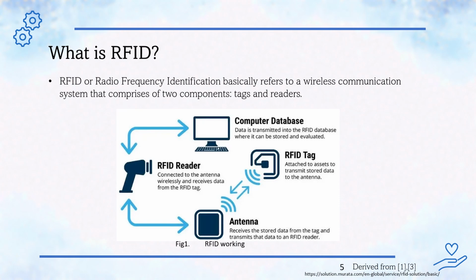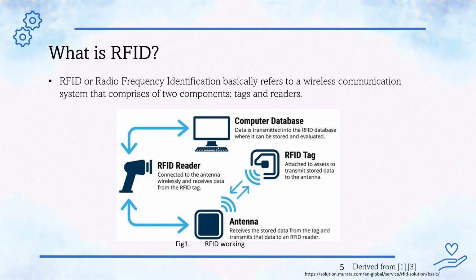RFID, or radio frequency identification, basically refers to a wireless communication system. It comprises two components, the tags and the readers. The readers are usually stationary and kept at the point of contact, and the tags are what we give to the people who want to use it. The users have the tags in their hand.